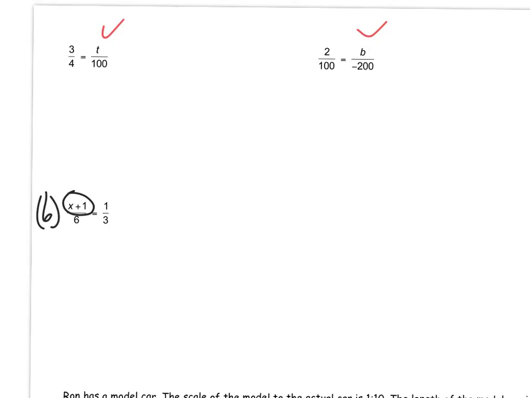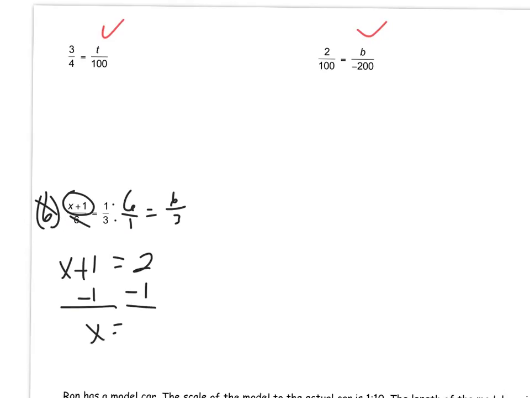Multiply both sides by 6. That cancels the 6 out. You're left with x plus 1 equals. Now, you have to multiply 1/3 times 6. So if you multiply straight across, you end up getting 6 over 3, which reduces down to 2. Now if you notice x plus 1, I can now subtract 1 on both sides, and x is going to equal 1. And remember, you can go back and double check your work.